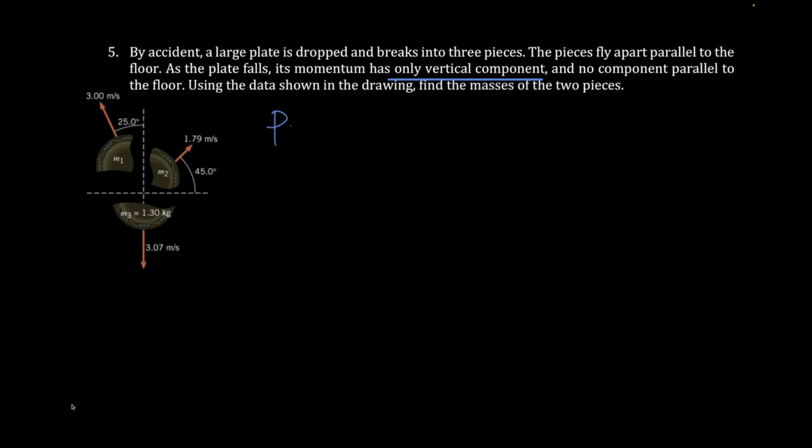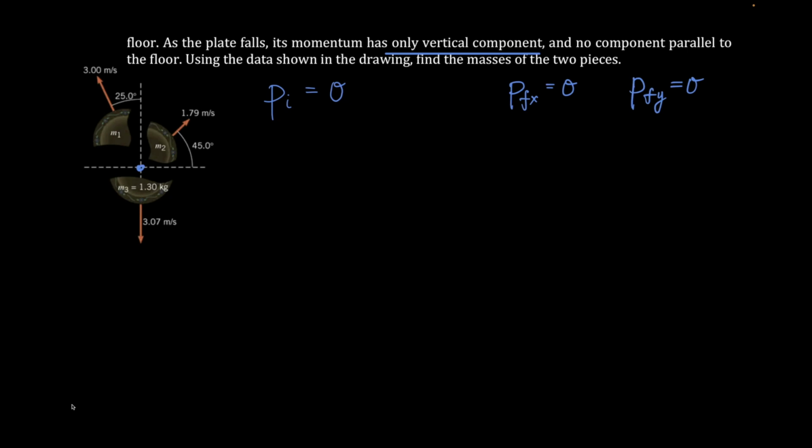In other words, initial momentum of the entire system was 0 in both x and y direction. Therefore, momentum final x is 0 and momentum final y is also 0. So in the x direction, the third piece doesn't even have any momentum. So I'm only looking at the momentum that belongs to piece 2 and piece 1.